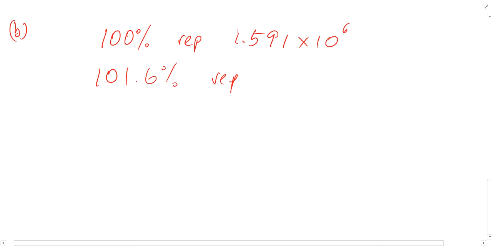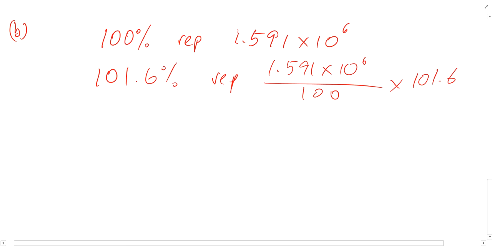This one you can do, right? The right proportion. Okay, working will be 1.591 times 10 power 6 divided by 100 times 101.6. By right, you should put a percentage over here, but in this case it doesn't matter because they can cancel off. Okay, so we cancel off the percent, make things a little neater for ourselves, and we get a value of, what do we have? 1.62. Okay, so approximately 1.62 times 10 to the power 6.